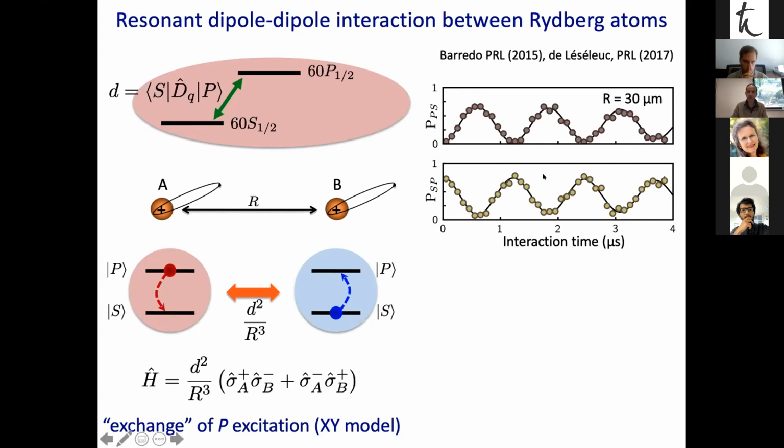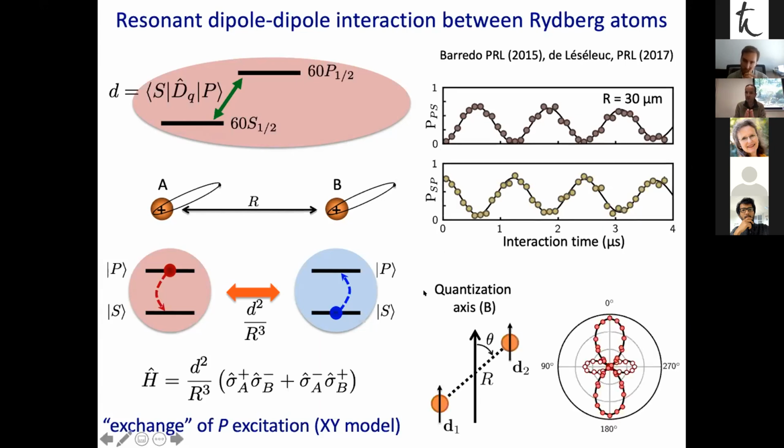Very important for what I'm going to discuss, this interaction is anisotropic. If you have a quantization axis with respect to which you define all the quantum numbers of the atoms and you prepare the atoms, essentially if the internuclear axis makes an angle theta with respect to the quantization axis, the interaction will be anisotropic.